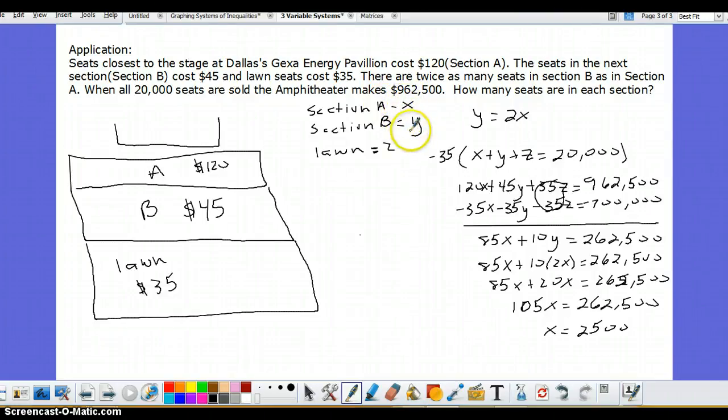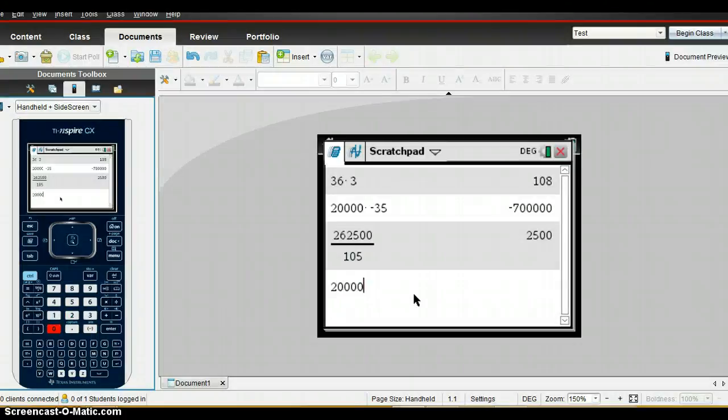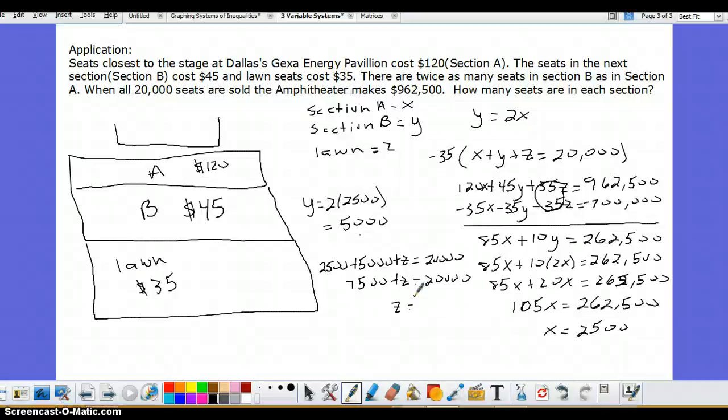Now we're going to find Y. Y is equal to 2 times 2,500, which gives me 5,000. So in section B, we have 5,000 seats. Then we take these two and find Z. So 2,500 plus 5,000 plus Z equals 20,000. That's 7,500 plus Z equals 20,000. So Z is 20,000 minus 7,500, which is 12,500 lawn seats.